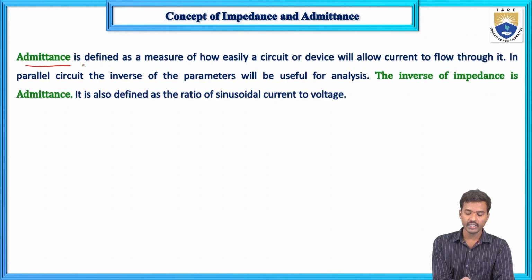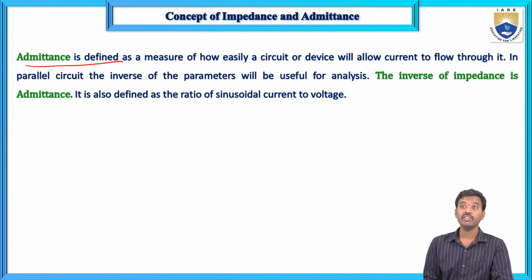Next, what about the admittance? Admittance is defined as something that allows the flow of current. Impedance opposes the flow of current, but admittance allows the flow of current, that is AC current.